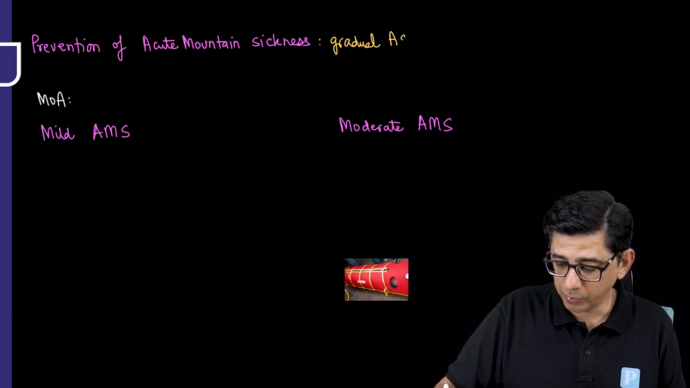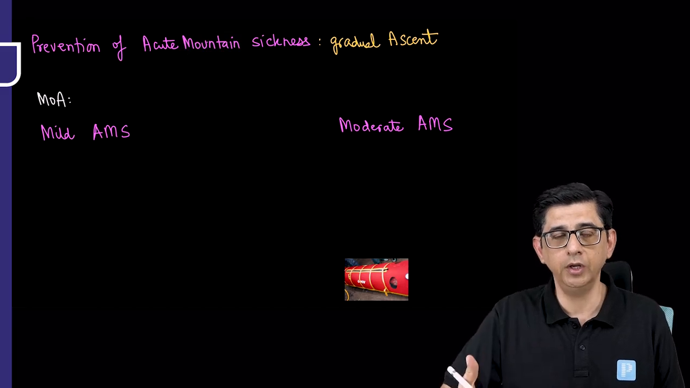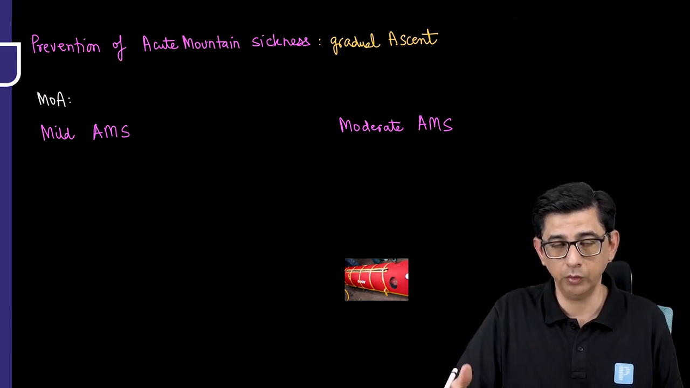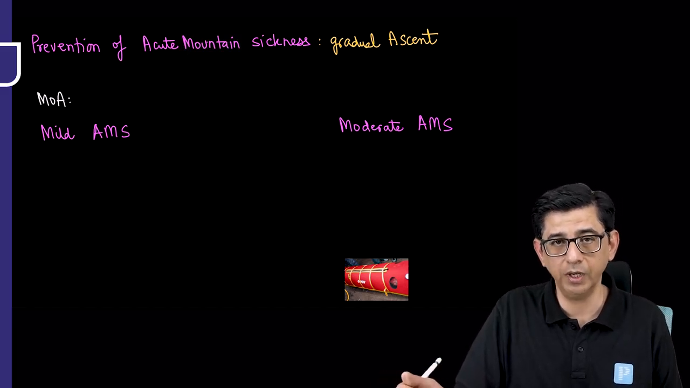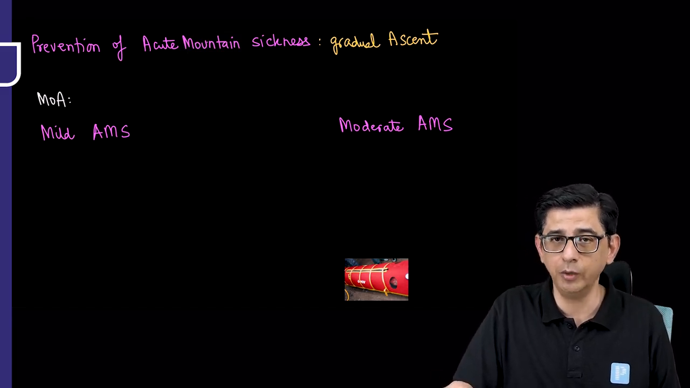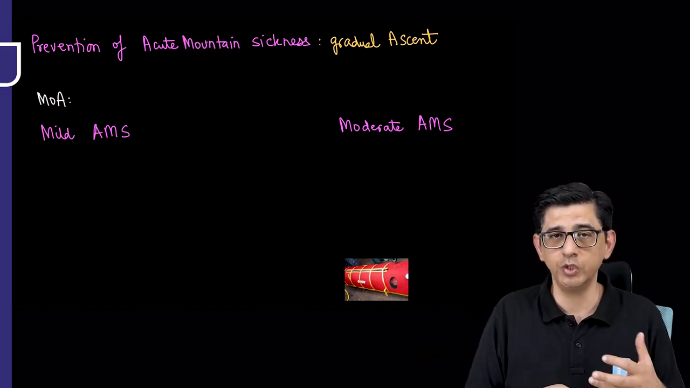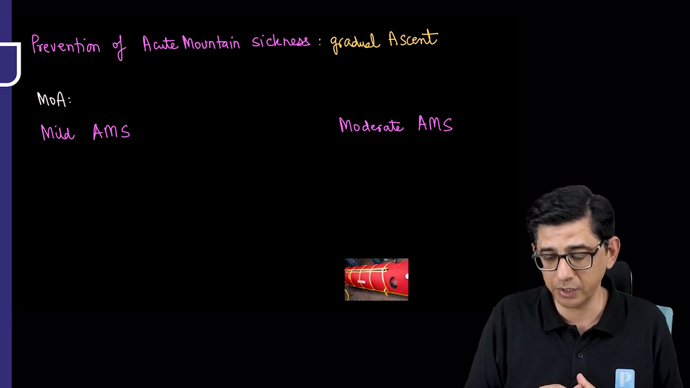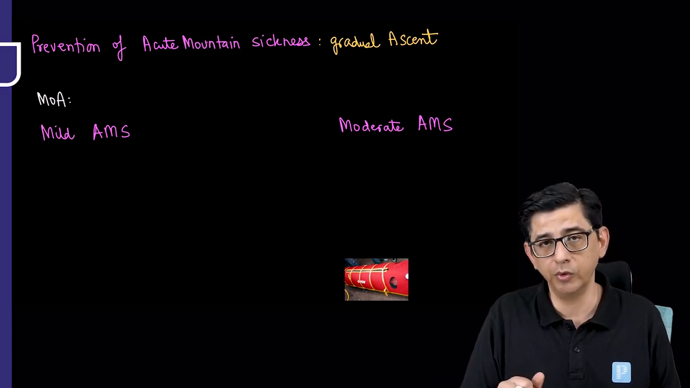So the best way to prevent acute mountain sickness, if you are a doctor in the Army Medical Corps, how would you tell your commanding officer the best way to prevent mountain sickness in the troops, in the entire battalion? That would be a gradual ascent, because gradual ascent causes acclimatization. If you go up slowly up the mountain, your body gradually gets used to the low oxygen concentration, and this would be the best way for prevention of acute mountain sickness.